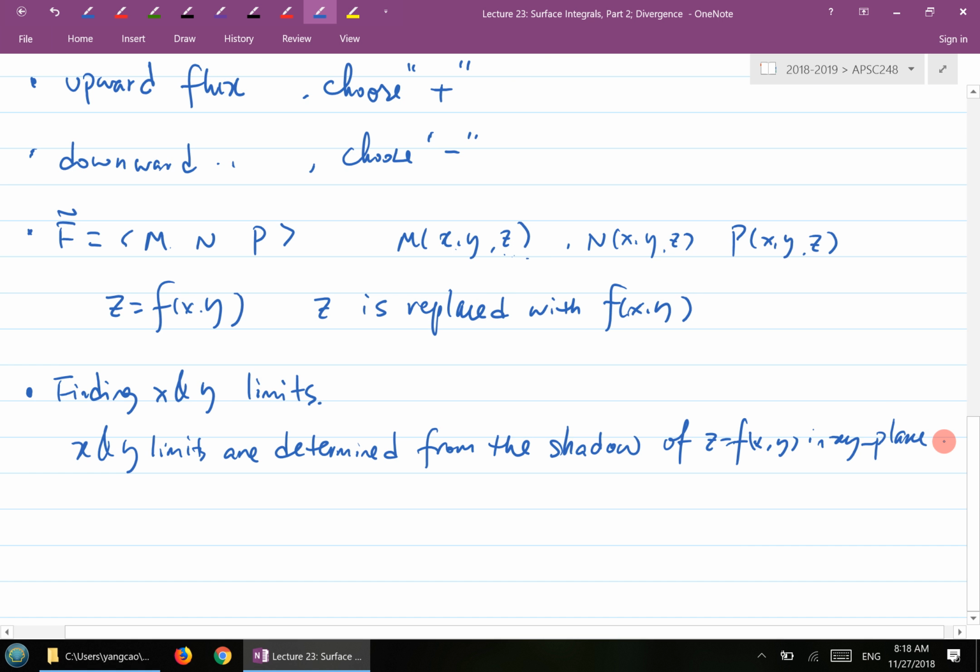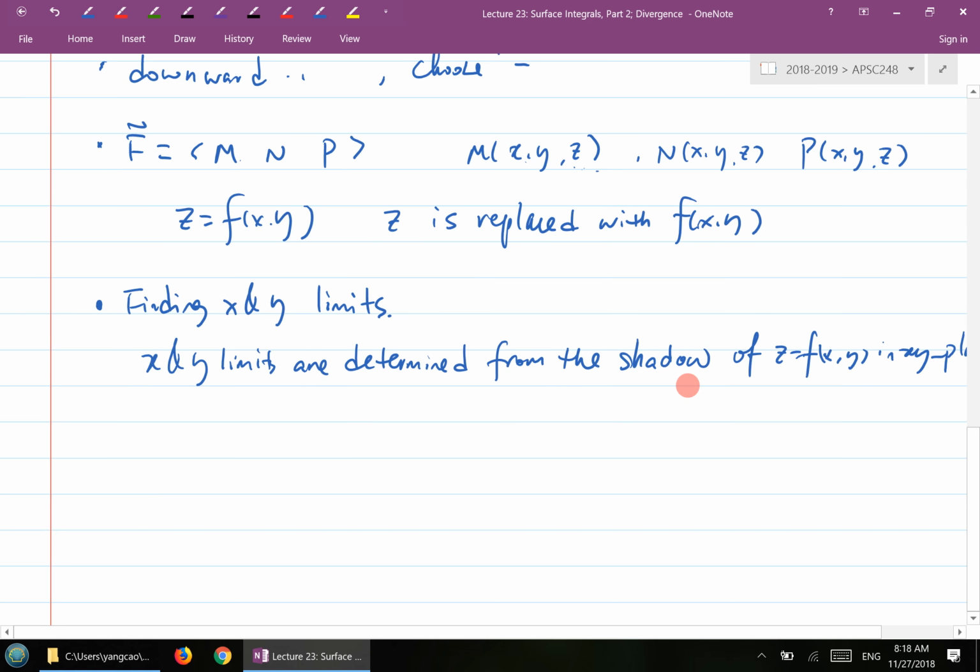So now you think about it. If the xy limits are determined by a shadow in the xy plane, you're left with two different options. You either use Cartesian coordinates to find the limits, or what's the other coordinate system for a double integral? Polar, right? So you look at the shadow. What does the shadow look like? Is it a rectangle or a circular kind of shadow? Then you can find the limits based on the shape of the shadow. And sometimes, if the question is a little more challenging, you could even combine that with a change of variable, if the shadow is not in a very perfect location.